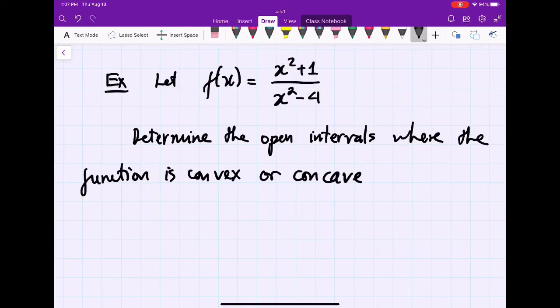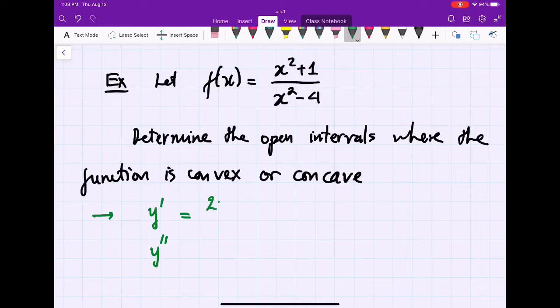Let's consider one more example before we move to the second derivative test. We have the function (x squared plus 1) over (x squared minus 4), and they ask us to determine the open intervals where the function is convex or concave. So we need to find the first derivative and then the second derivative, and we'll see how the second derivative changes sign.